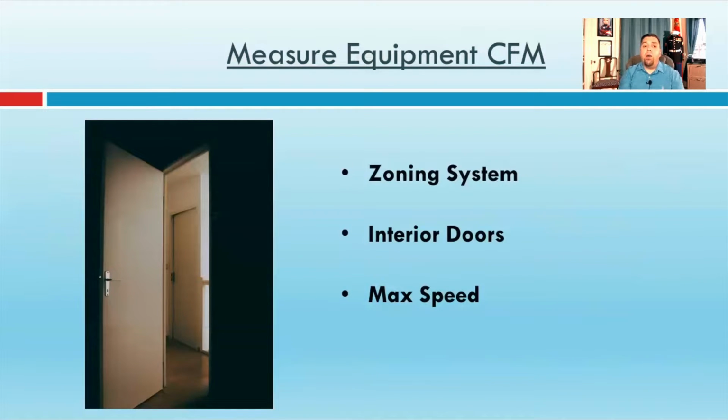So we need to first, when we do a test and balance, measure the total CFM of the equipment. That means if you have a zoning system, all of the zones are wide open, bypass dampers are shut down, and we're running at 100% or maximum 110% of airflow, all right? Interior doors should all be tested with the doors open first, all right? And then you close the doors.